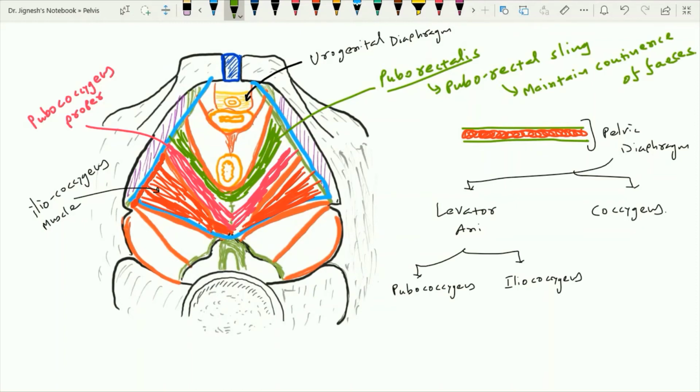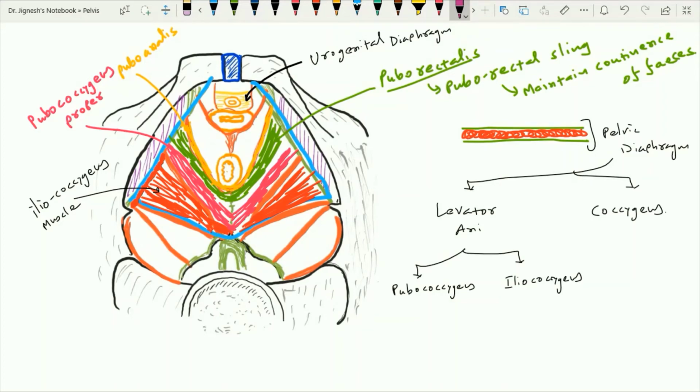The third part is called the puboanalis muscle. These fibers pass backward and medially and wrap around the anal canal, and they are called the puboanalis muscle. These puboanalis muscle fibers blend with the walls of the anal canal.